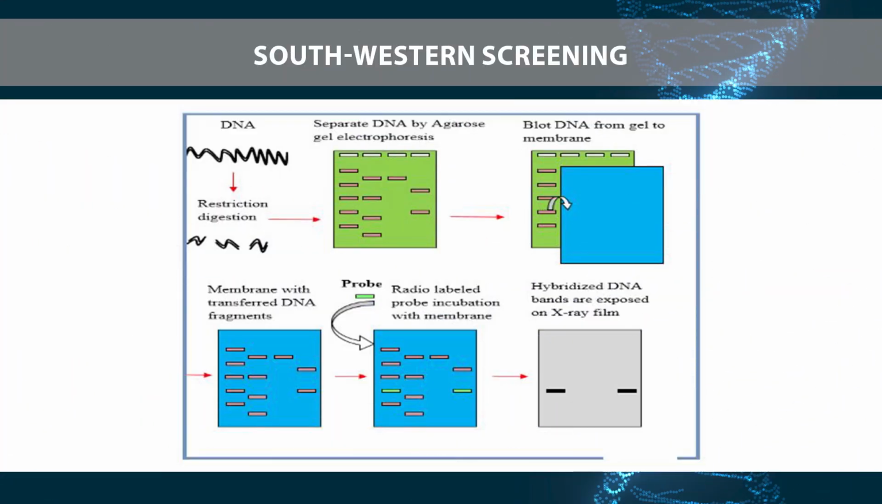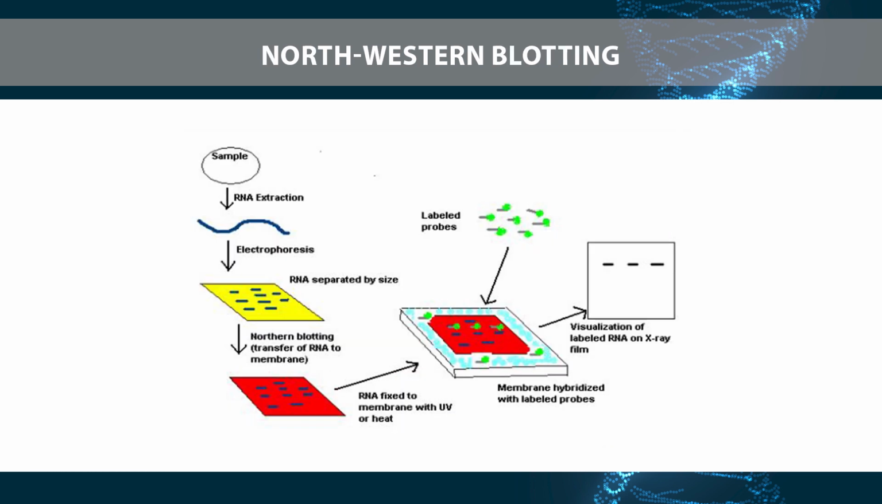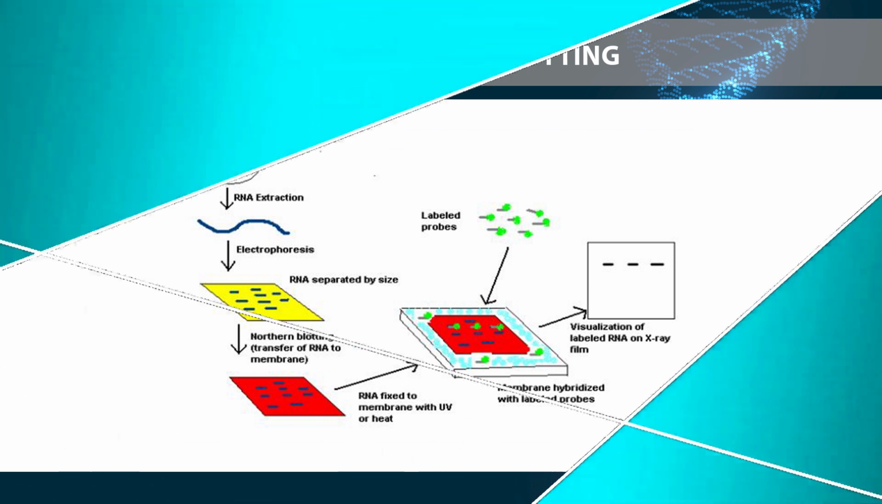Next is Southwestern screening. This is used when the gene of interest encodes for a sequence specific DNA binding protein, whereas the next technique, which is Northwestern blotting, is used when the gene of interest encodes for a sequence specific RNA binding protein. So, the major difference between Southwestern screening and Northwestern screening is Southwestern screening encodes for DNA binding protein, whereas Northwestern blotting encodes for a RNA binding protein.